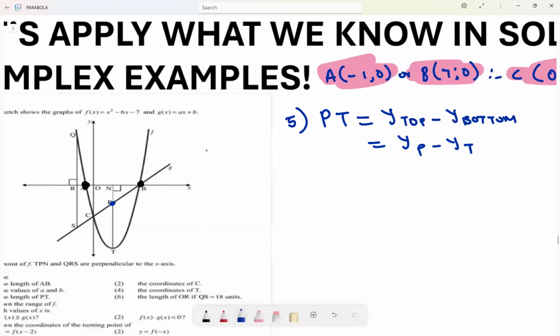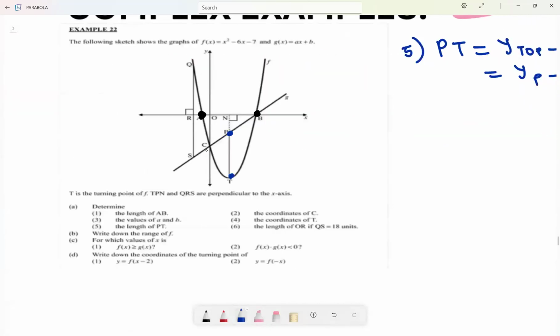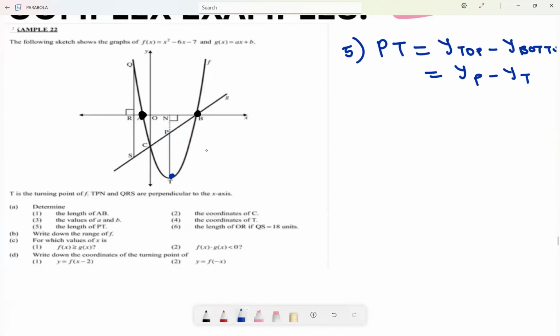Okay. Do I know the y coordinate of P? No. Do I know the y coordinate of T? Yes. Remember, the y coordinate of T is negative 16. I know it, okay? So I need to find the y coordinate of P. How can I do that? I already know the equation of this one, okay? The equation of this one is y equal to x minus 7.